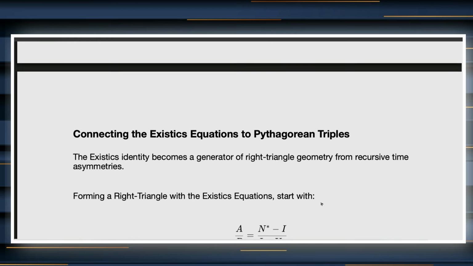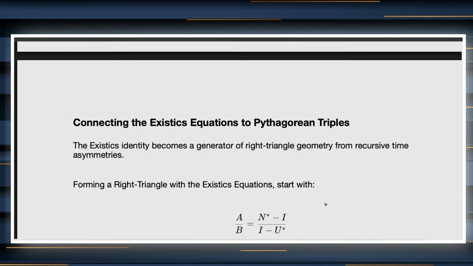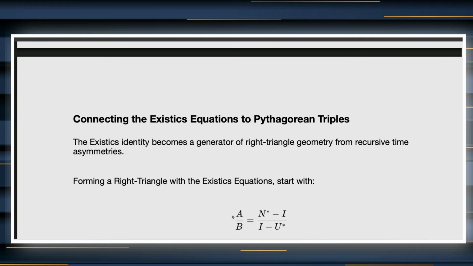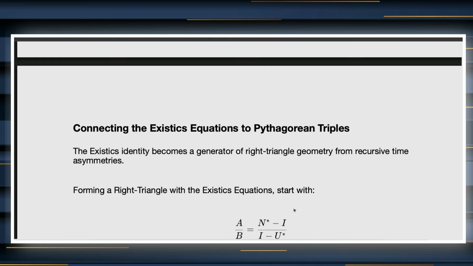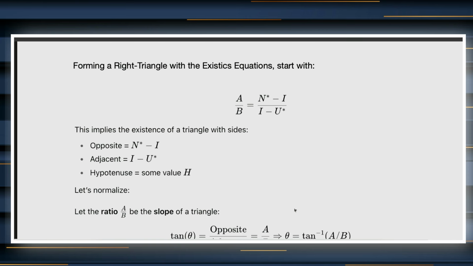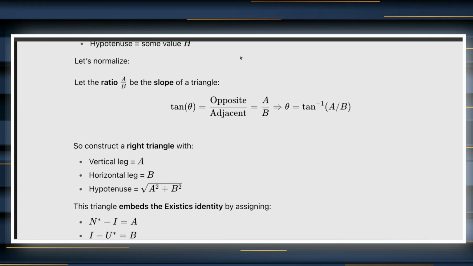So now we're going to connect the Existics equations to the Pythagorean triples. And the reason why this is important is this is basically a geometrical proof to show that the equivalence principle in the Existics equations always derives a right angle and therefore can be used for invariance. So what we're going to do, and here's your basic Pythagorean theorem of x squared plus y squared equals z squared.